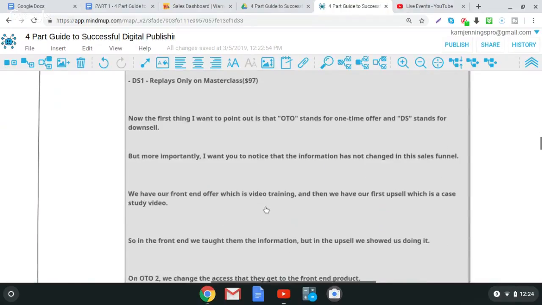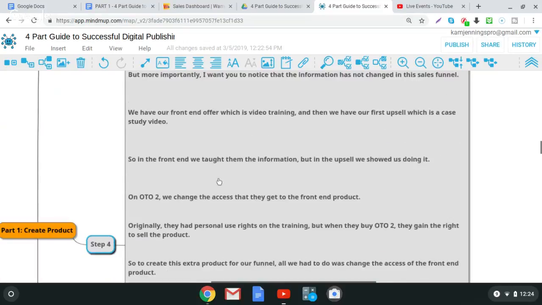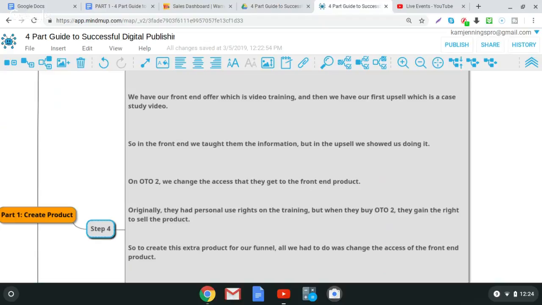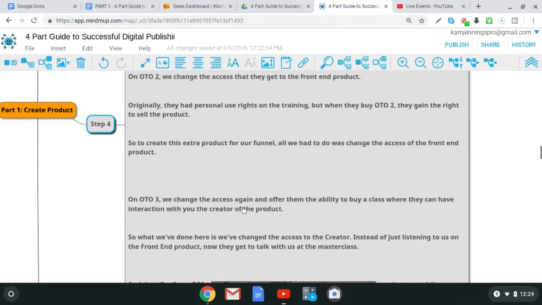We have our front-end offer, which is video training, and then we have our first upsell, which is a case study video. So in the front end, we taught them the information, but in the upsell, we showed us doing it. And on OTO2, we changed the access that they get to the front-end product. We gave them PLR rights in OTO2. Originally, they had personal use rights on the training, but when they buy OTO2, they gain the rights to sell the product. So to create this extra product for our funnel, all we had to do was change the access on the front-end product.